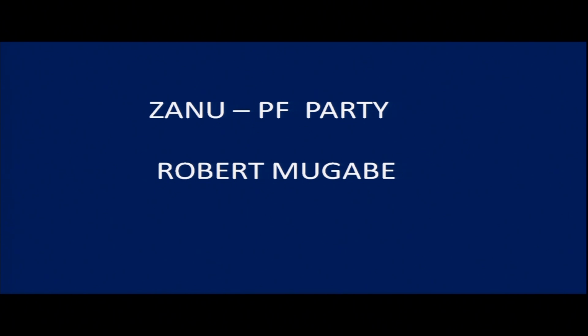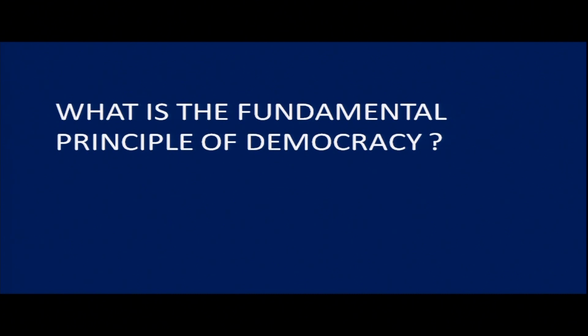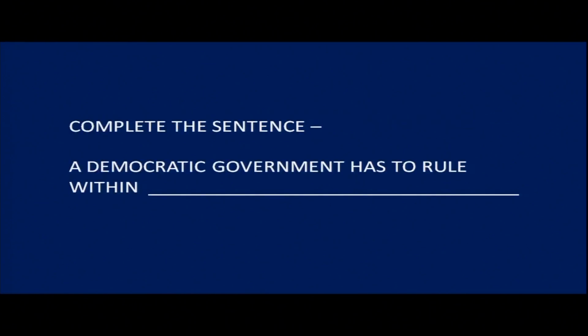The next question is, what is the fundamental principle of democracy? The fundamental principle of democracy is the principle of political equality. Complete the sentence given. A democratic government has to rule within. As we discussed in the case of Zimbabwe, a democratic country has to rule within the limits set by the constitutional law and citizens' rights.